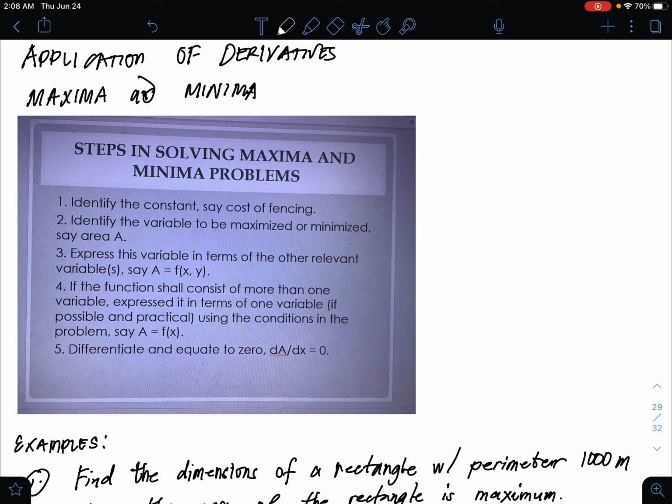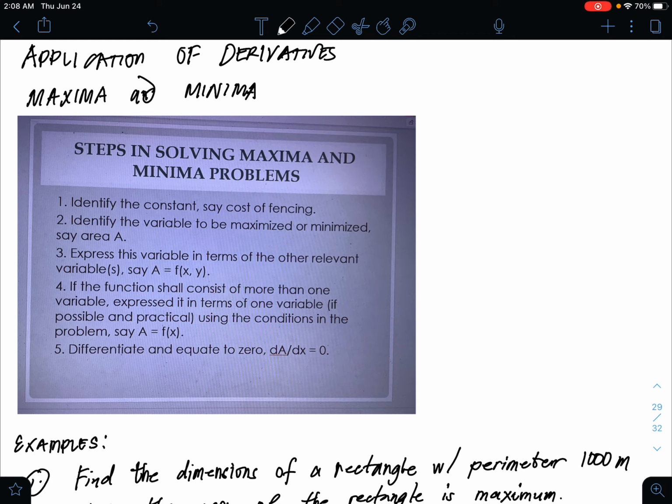So here are some steps in solving maxima and minima problems. First is you identify the constant. So kung unsa ang constant sa problem? For example, cost of fencing, the width of a rectangle. So mga inana no mga constant.